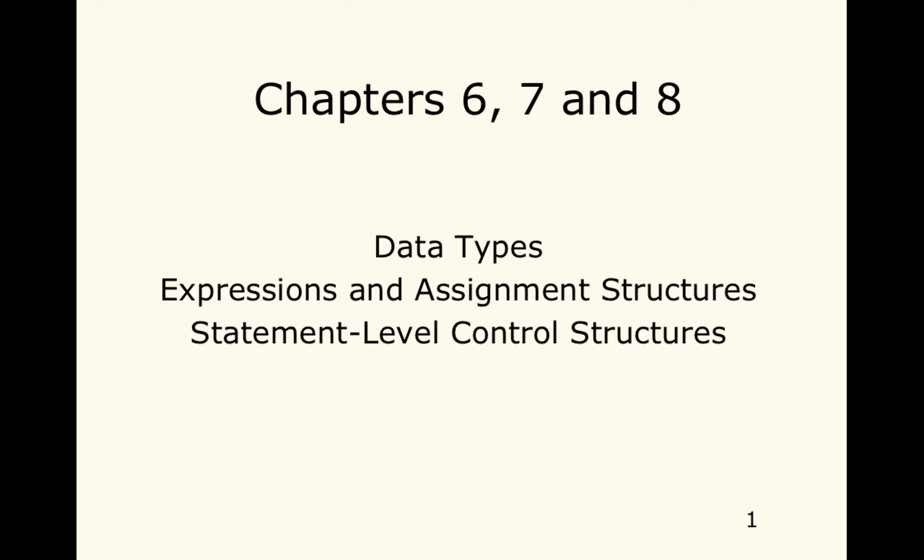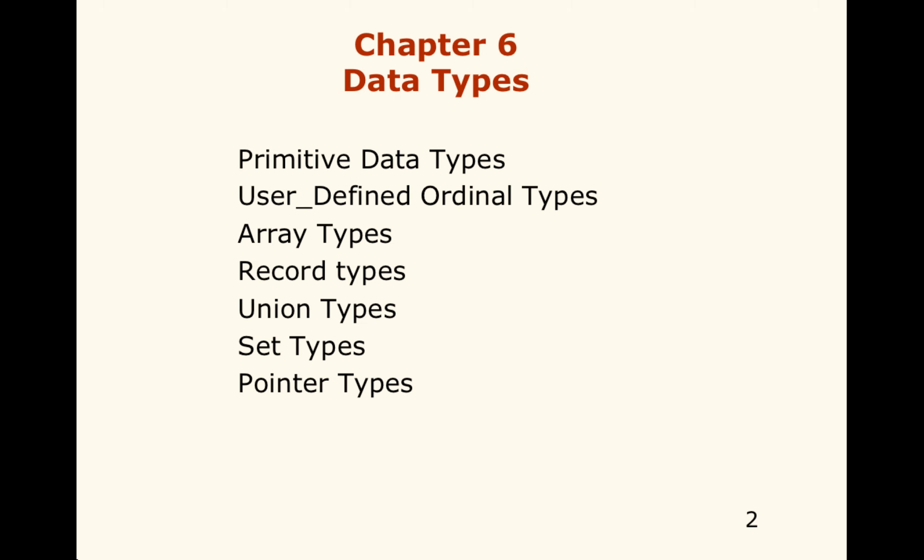So chapter 6 is about data types, expressions, and assignment structures, statement level control structures as well. Data types are something we've talked about already. The data types come in a couple of different categories. For example, we have the primitive data types, user-defined ordinal types, array types, record types, union types, set types, and pointer types.